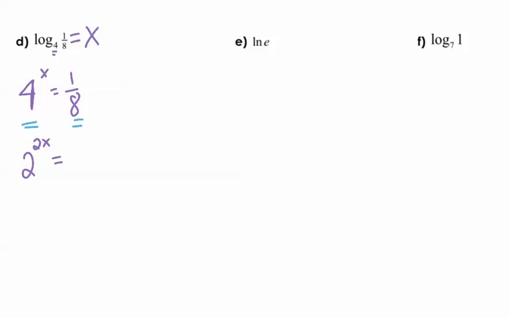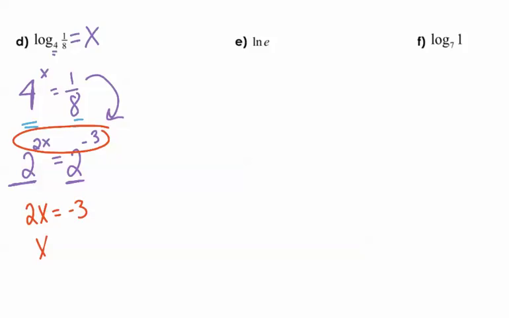And I'm going to change 1/8 into 2 to the negative third power. So when you change a fraction base into a whole number base, your exponent's going to have to be negative because we're really flipping that. Now that I have those matching bases, I can go ahead and set my exponents equal to each other. So I'm going to have 2x equals negative 3, divide by 2, so x equals negative 3/2.